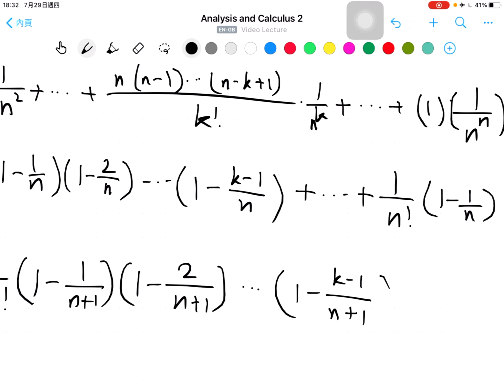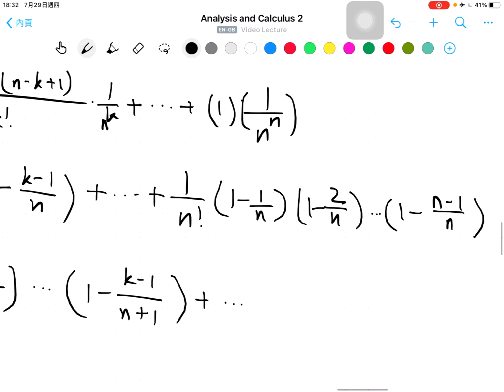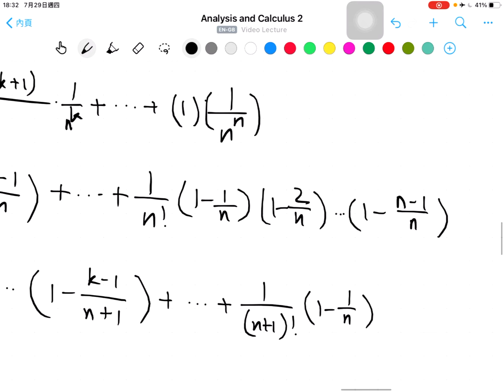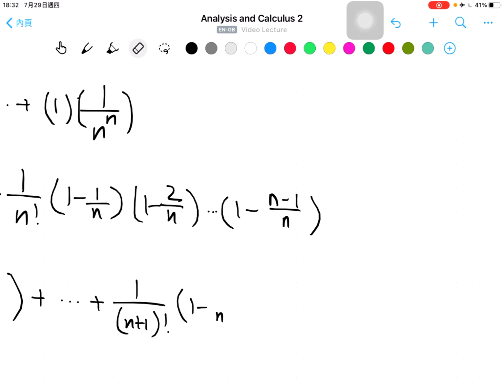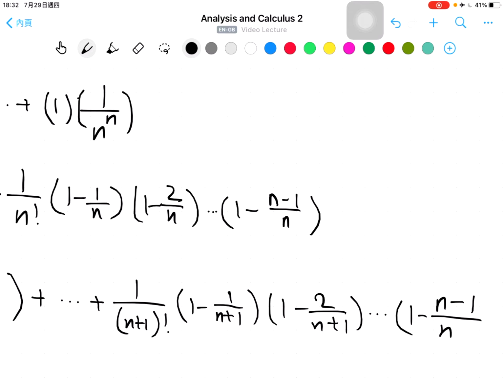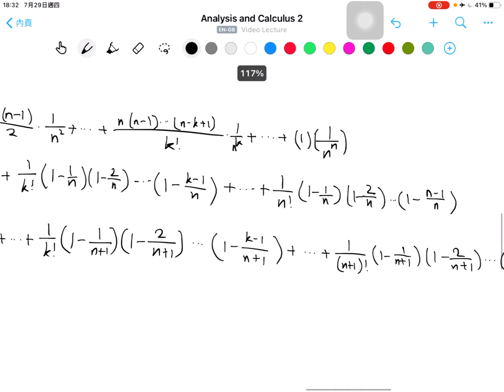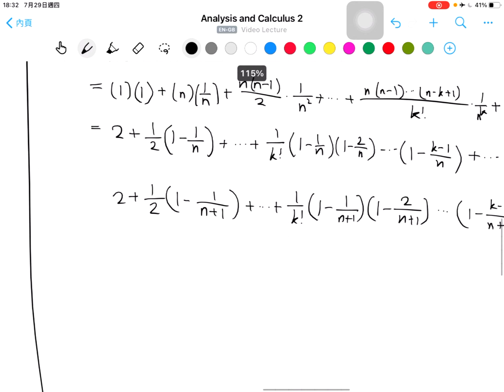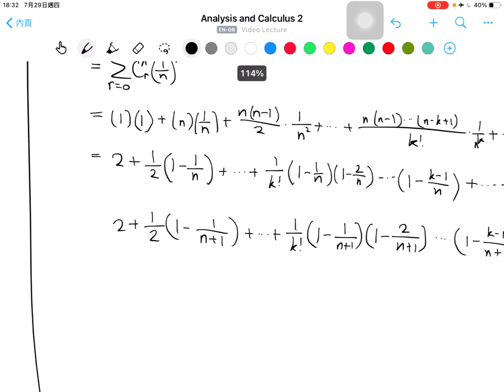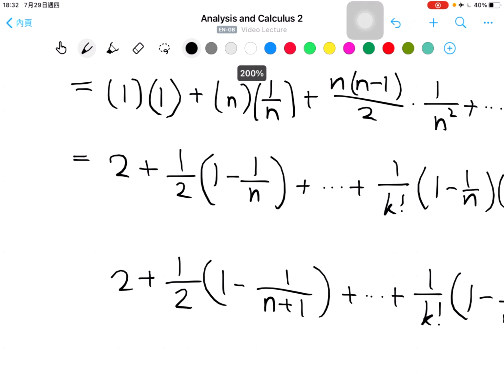Plus 1, n plus 1, 1 minus 2 over n plus 1, all the way to 1 minus n minus 1 divided by n plus 1. Now, the reason I'm doing this will be explained a little bit later, but now we know every single denominator is increased. That means what?